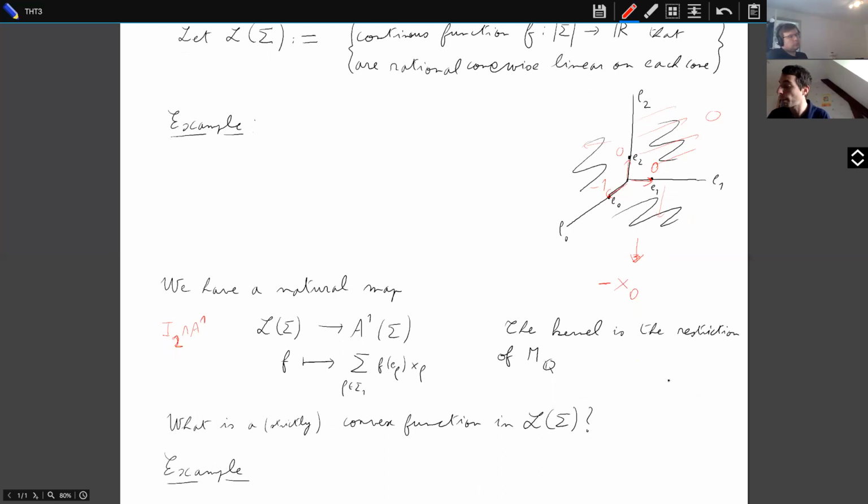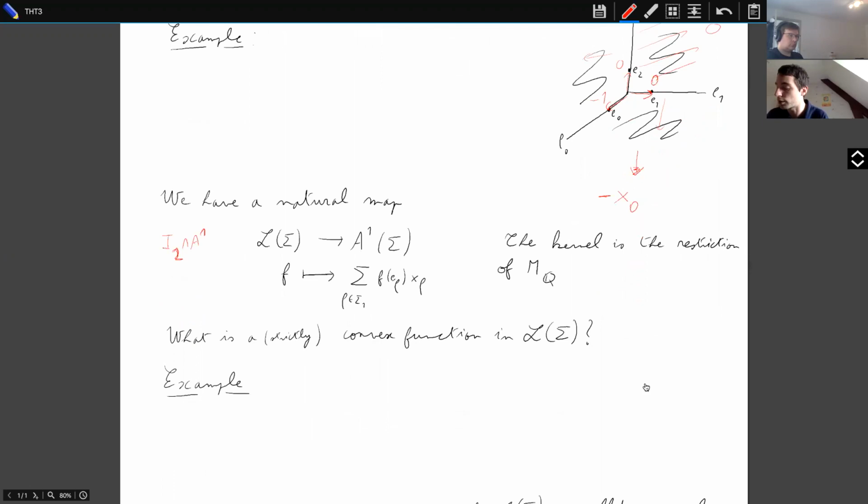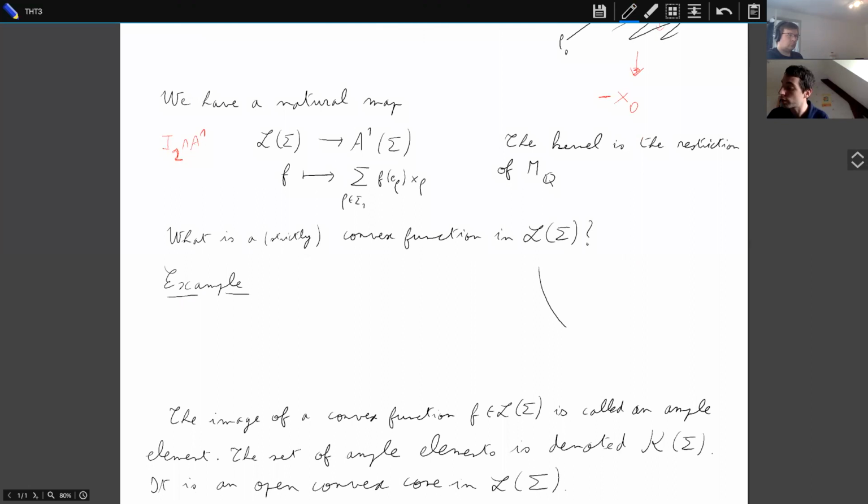So in tropical Hodge theory, we need a notion of positivity for elements of H^{1,1}, or A^1 here. We can say positivity or ampleness or convexity, etc. And so here the question is, what is a convex function, a strictly convex function? In the usual world, a function f is convex if under each point I can find a tangent which is below. So it means that for all x, there exists an affine function L such that f minus L is zero at x and strictly positive around.